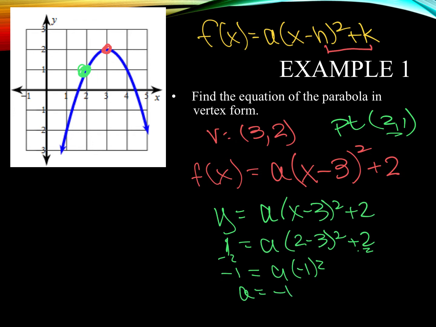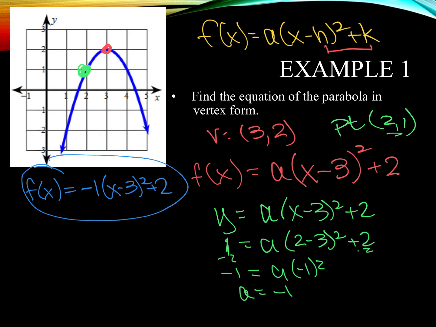So if I rewrite my equation, what I'm left with then is f of x equals a, which is negative 1, you could write the negative 1 in there, times a quantity of x minus 3 squared plus 2. And this here is the equation for the graph that you can see pictured here.